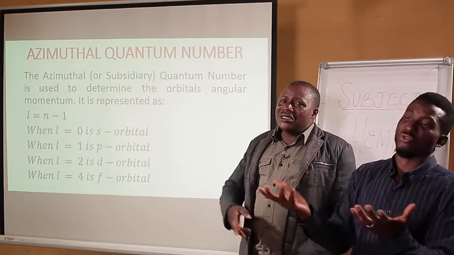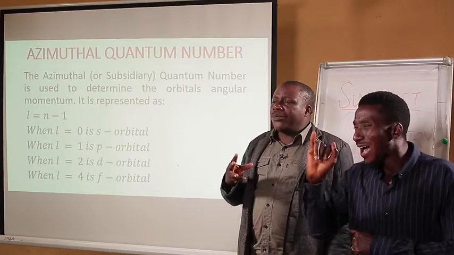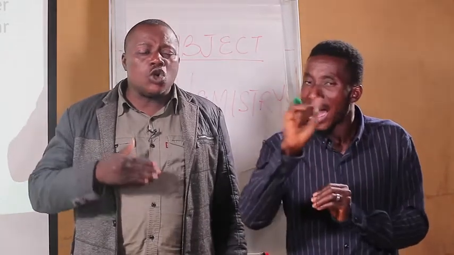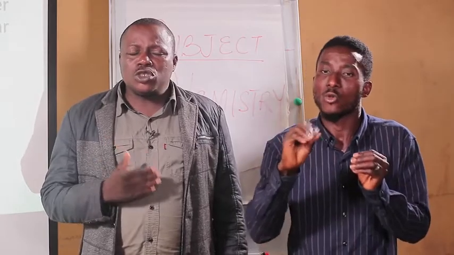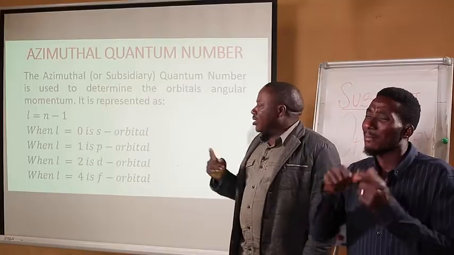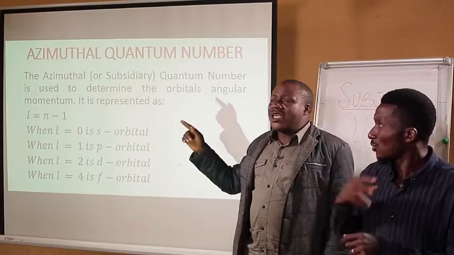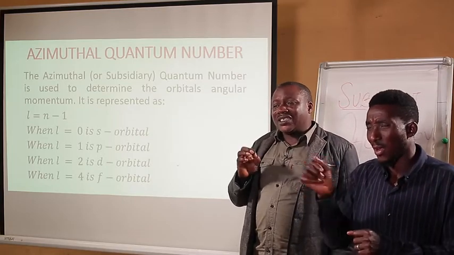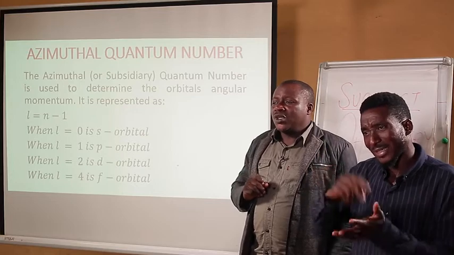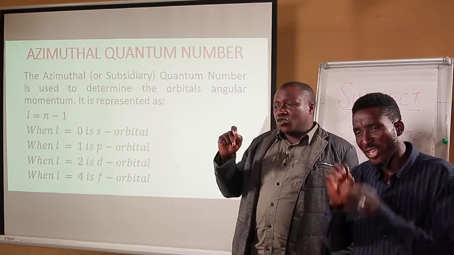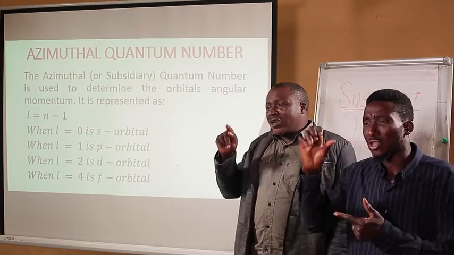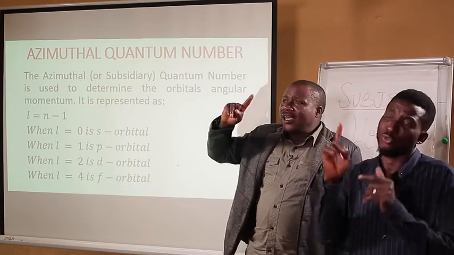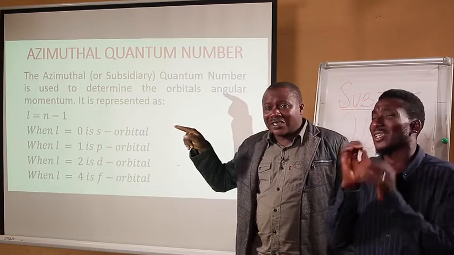Another one is the azimuthal quantum number. The azimuthal quantum number is telling us about the orbitals. We make use of the formula l equals n minus 1, where n, like I mentioned earlier, stands for the shell. If the element belongs to shell 2, if you subtract 2 minus 1, that will be equal to 1. And in chemistry, if your l is equal to 0, it means it is an s orbital.